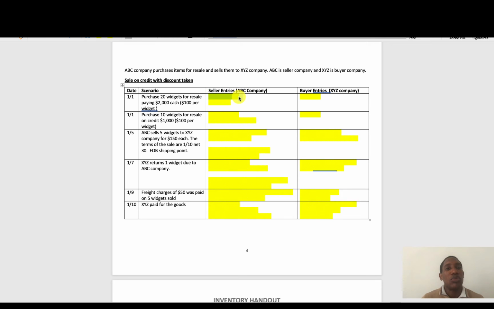So what are we going to debit? We're going to debit inventory, and inventory is the same thing as merchandise inventory. If you debit merchandise inventory, inventory is the same account. And then we're going to credit what? If we paid with cash, we're going to credit cash. So we're going to debit inventory for $2,000, and we're going to credit cash for $2,000.